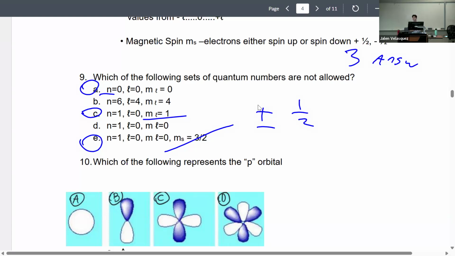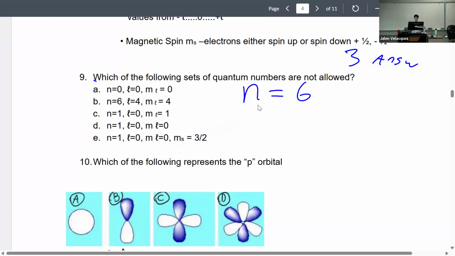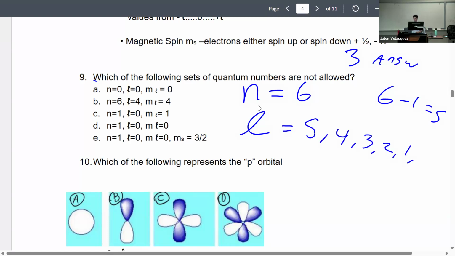Any questions on that one for number 9? Yeah, in the back. How can l be 4 for B? So for B, n is 6. If the rule for l is up to a maximum of n minus 1, 6 minus 1 is 5. So the highest l value I can have is 5. So I can have 5, 4, 3, 2, 1, or 0. Okay, does that make sense? All right, cool.